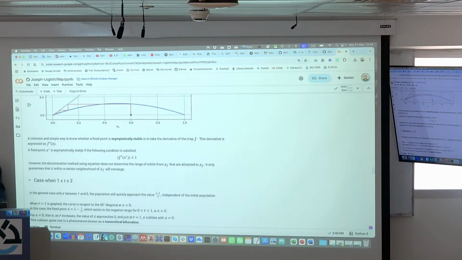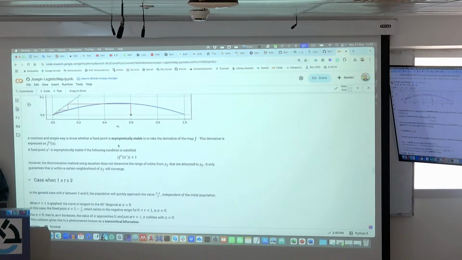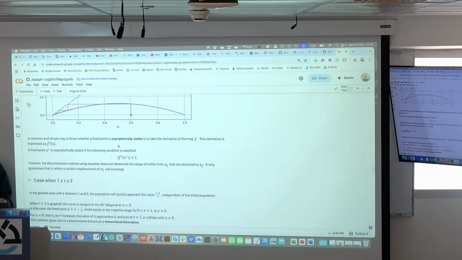The common and simple way to know whether a fixed point is stable is asymptotic. But everybody knows what asymptotically means, right? It's just difficult to say. Actually, we just say stable. Asymptotic.